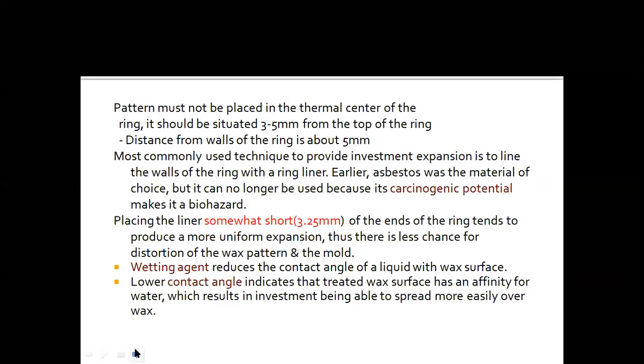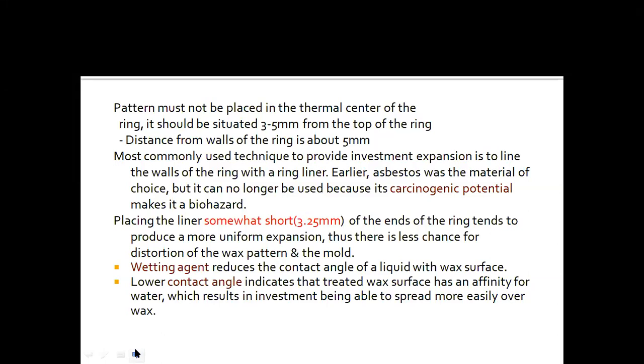Now, what should be your pattern placement? How should your wax pattern be? The pattern must not be placed in the thermal center of the ring. It should be situated 3 to 5 mm from the top of the ring, that is, 3 to 5 mm from the open end. The distance from the walls of the ring should be about 5 mm.